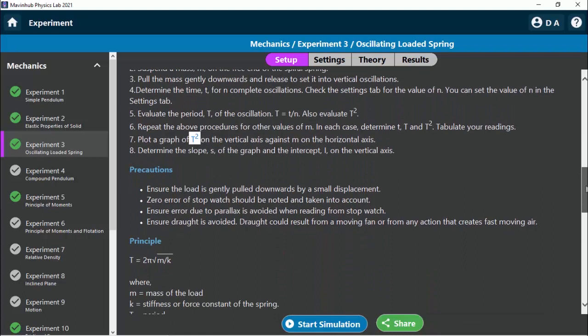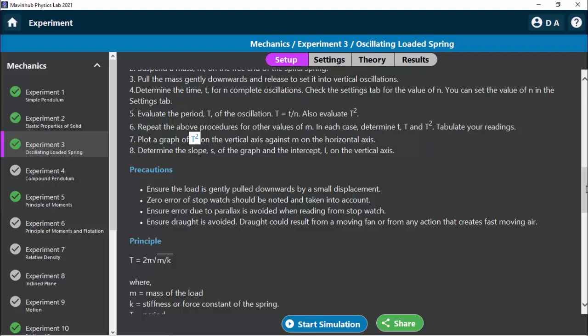Okay, what are the precautions to be taken in this experiment? You need to ensure that the load is gently pulled downwards by a small displacement. But you need to understand how to express this when asked in the exam. You should state it like this. You should say something like, I ensured the load is gently pulled down by a small displacement.